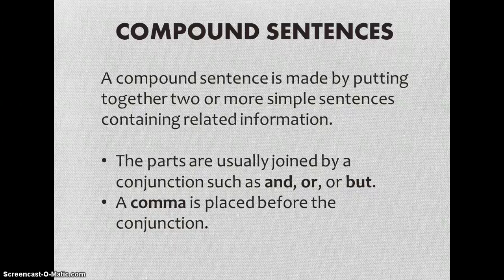Compound sentences. A compound sentence is made by putting together two or more simple sentences containing related information. These parts are usually joined by a conjunction, such as and, or but. A comma is placed before the conjunction.